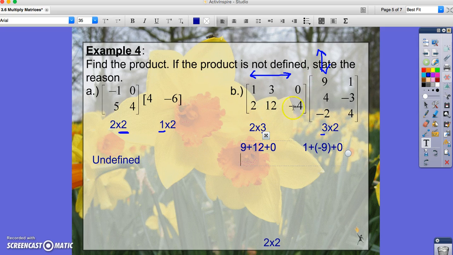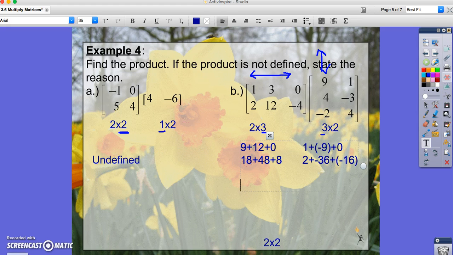Then I do this row with both columns. 2 times 9 is 18, plus 12 times 4 is 48, plus -4 times -2 is +8. Now do the same row with the last column. 2 times 1 is 2, plus 12 times -3 is -36, plus -4 times 4 is -16.